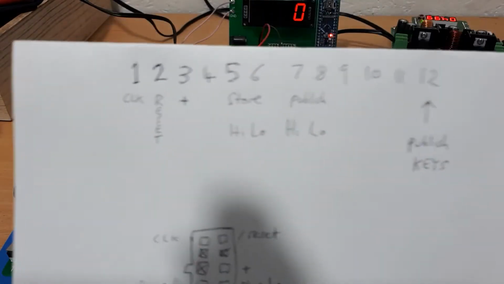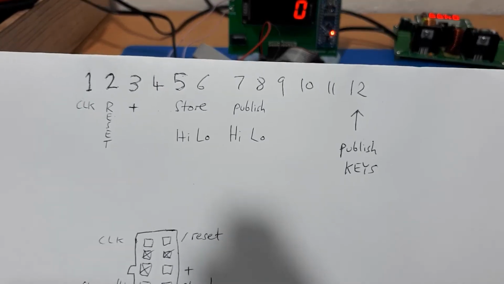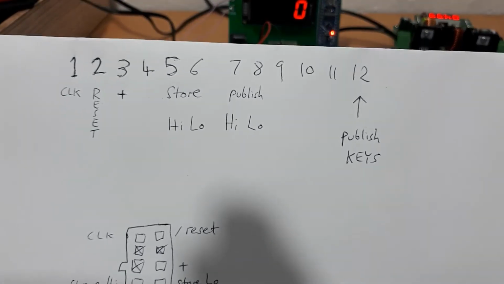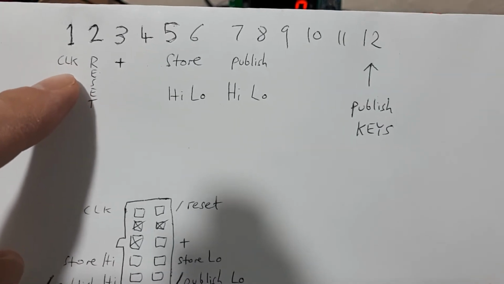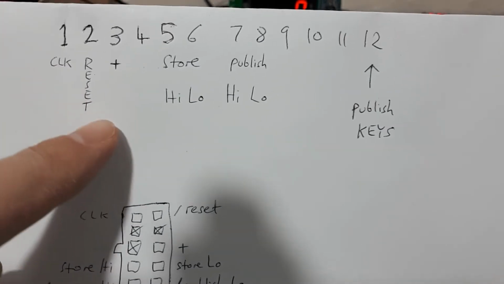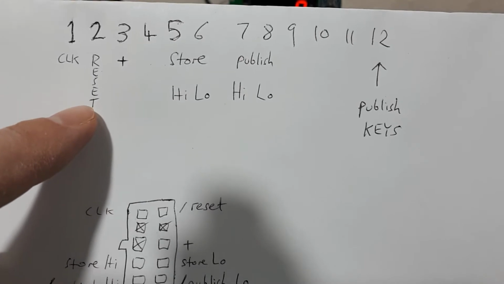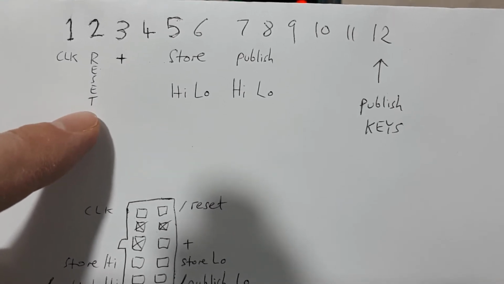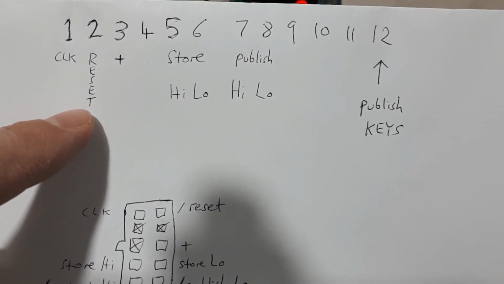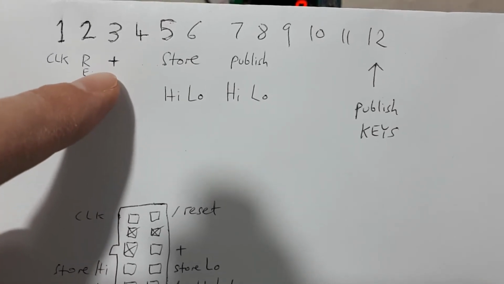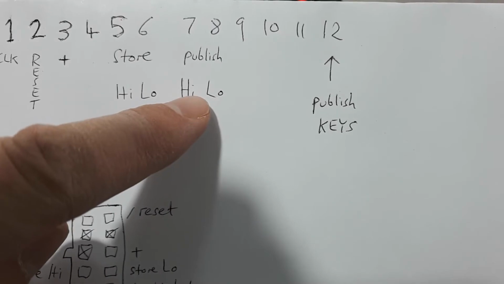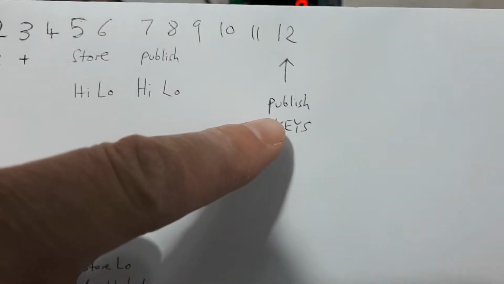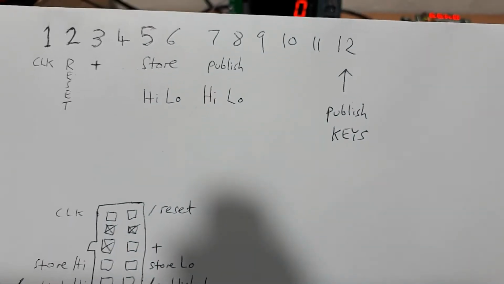Now the range of different switches that I've got linked up are: I've got the clock, which would be the CPU clock. I've got a line for resetting the program counter. I'm not completely sure that I'm going to need that in the finished thing, but I put it in anyway. A thing for increasing the program counter, and then there's storing and getting data back out of the program counter, and then key 12 is just publishing the keyboard.